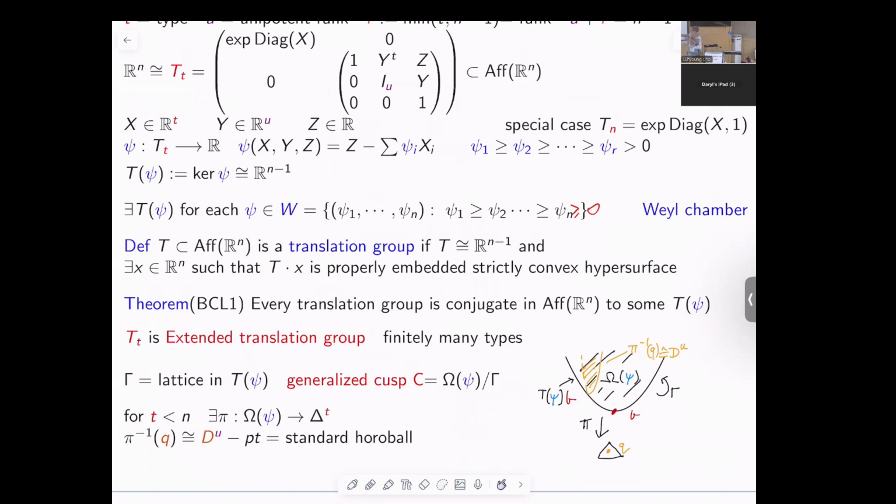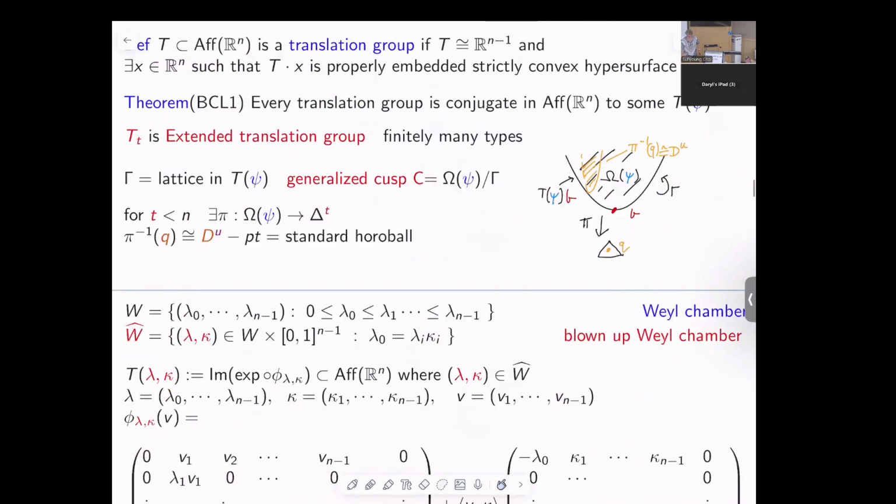So as some coordinate goes to zero, the surface is flattening out. I can do an affine map. I can conjugate to prevent the surface from flattening out. So there has to be some limiting surface with some limiting translation group on it that corresponds to what's going on when one of these psi's goes to zero. So something like this has to happen.